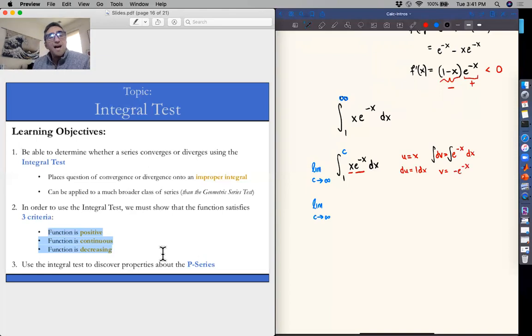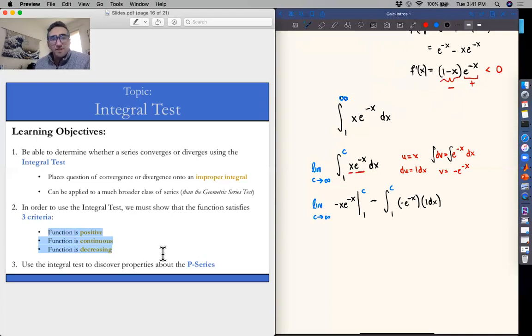So we can recombine all this information. u times v will give us minus x e to the minus x, and that piece will be evaluated at 1 and that upper bound c. But then we subtract off the integral from 1 to c of v times du, which for us will be minus e to the minus x times 1 dx.